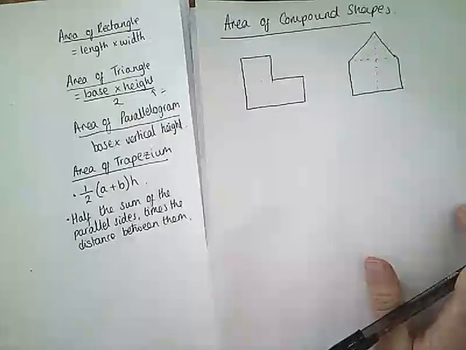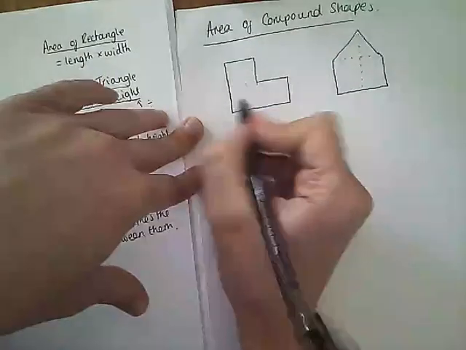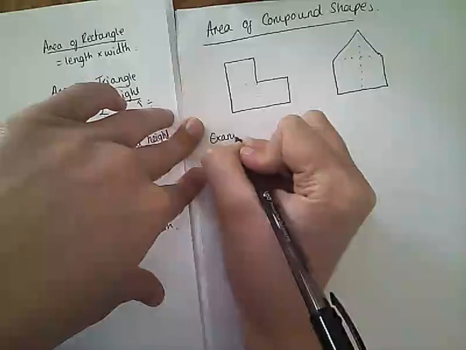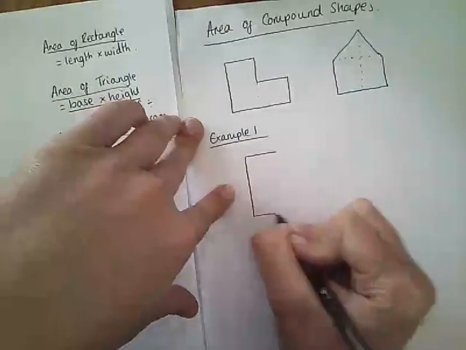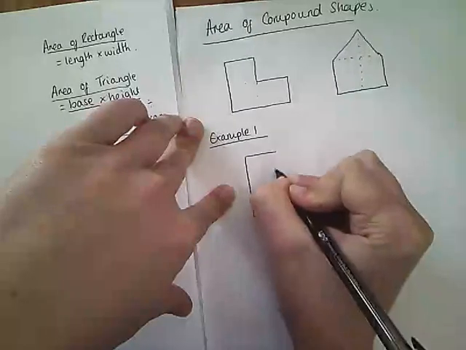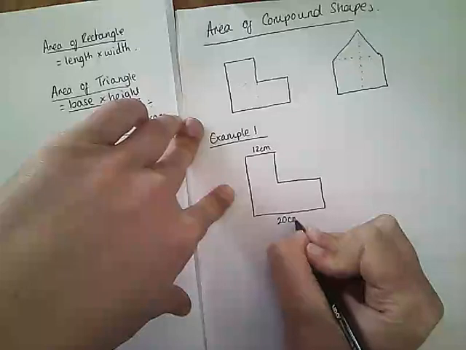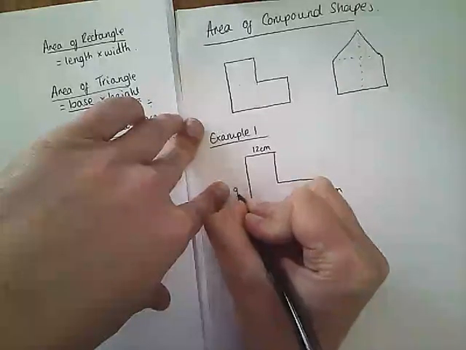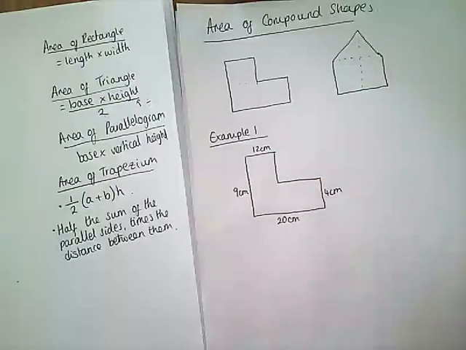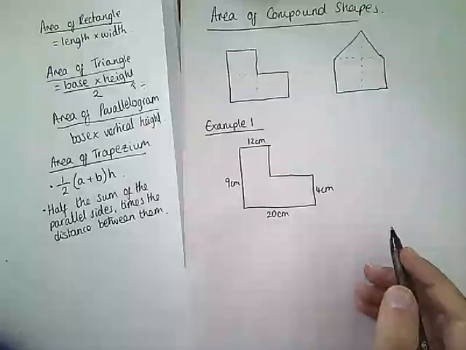Now, to calculate the area of a compound shape, all you need to do is split your shape into shapes that we know how to calculate the area of. We're going to look at a very nice rectangular one to start with because that will help us. Let's say we have a compound shape that looks like this. Here we go. You've been given all these measurements and you have got to calculate its area.